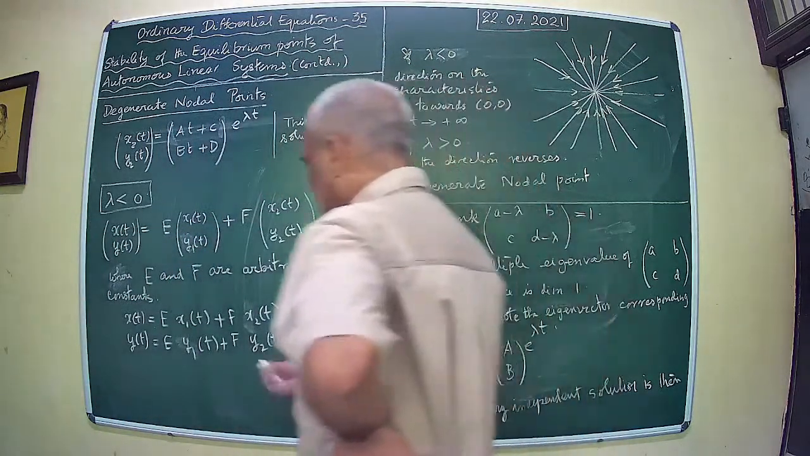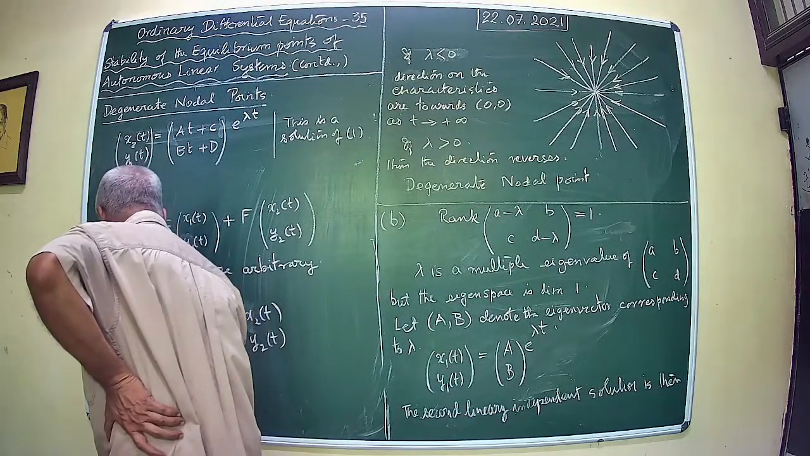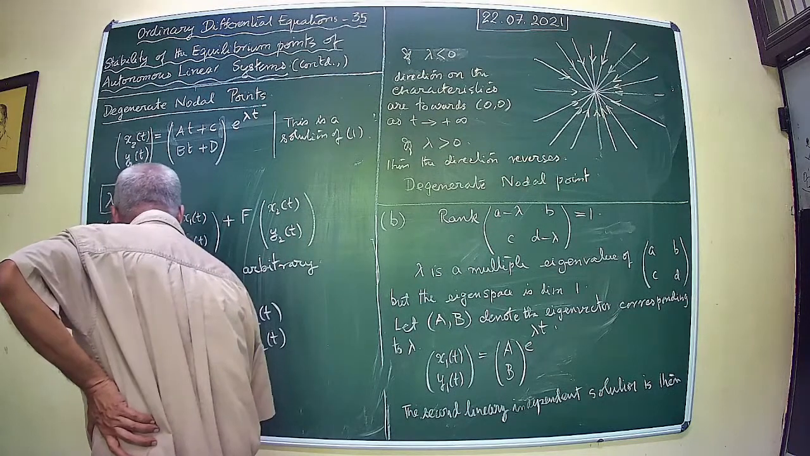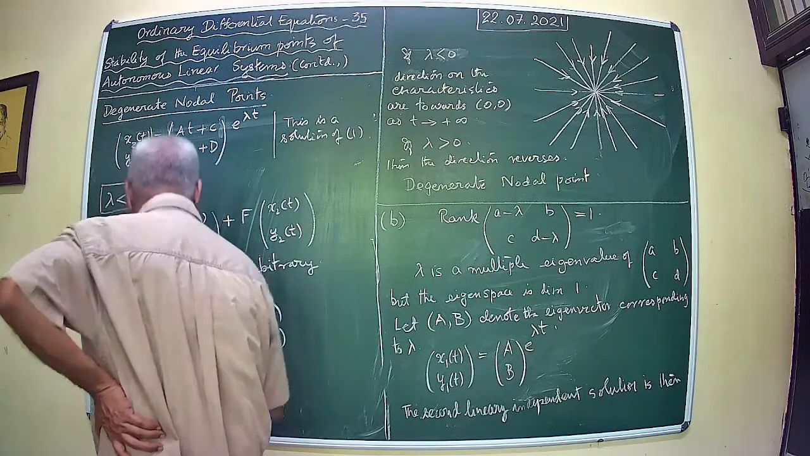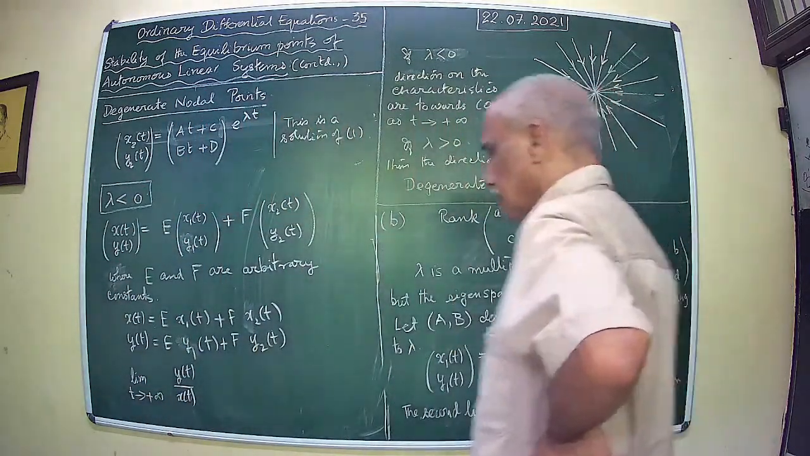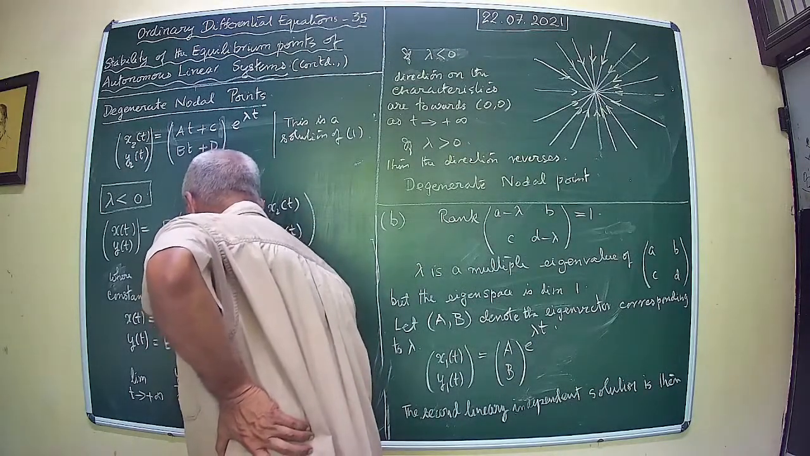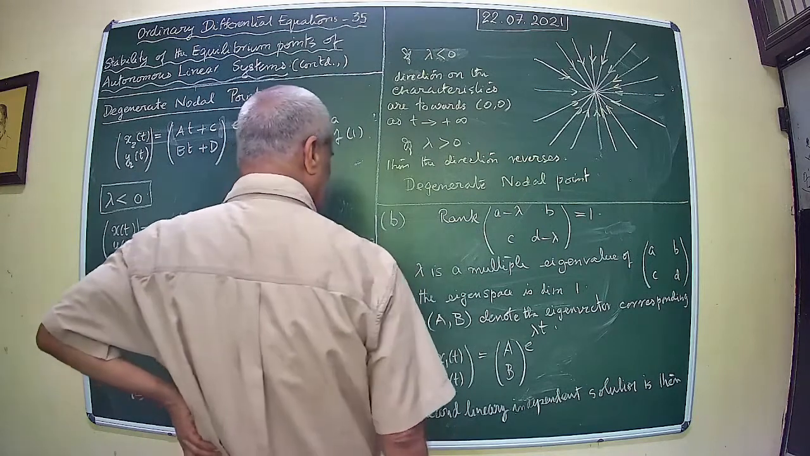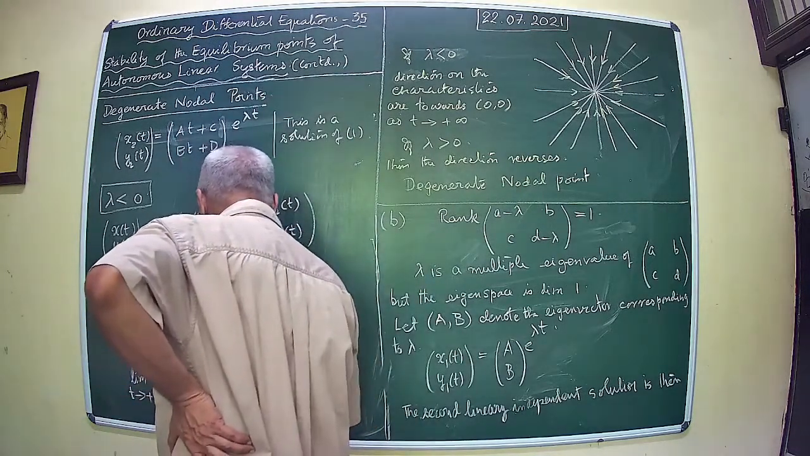Now find out this limit, t tending to plus infinity, y(t) by x(t), assuming lambda is negative. Okay, this you can show that this is equal to b by a.